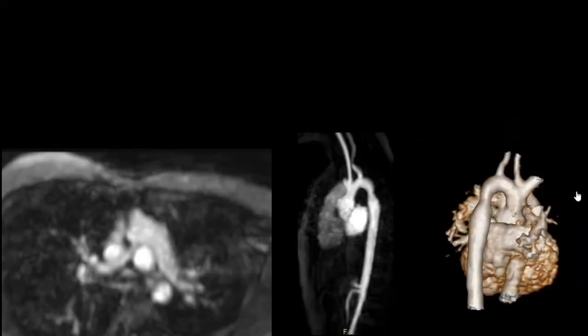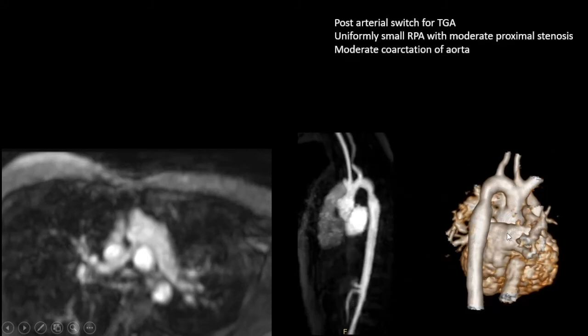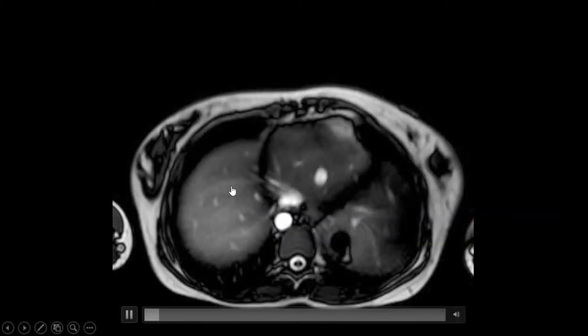This was another post-arterial switch for TGA case. Again, we can see that the right pulmonary artery is uniformly small with a moderate narrowing at the proximal segment. An associated additional finding in this case was moderate coarctation of aorta, which can be seen in sagittal angiography and volume rendered angiography image. Now let's see another case.